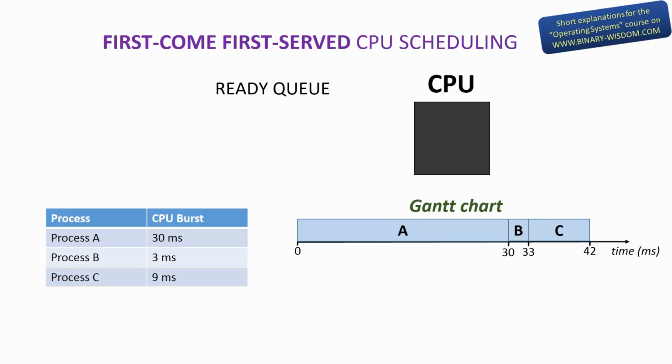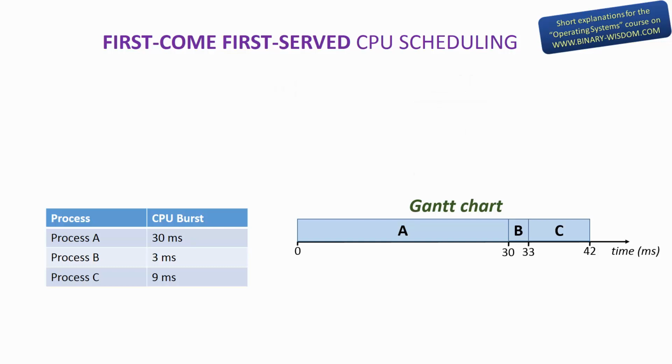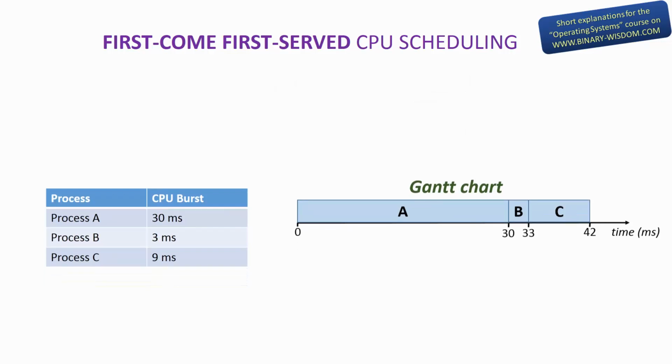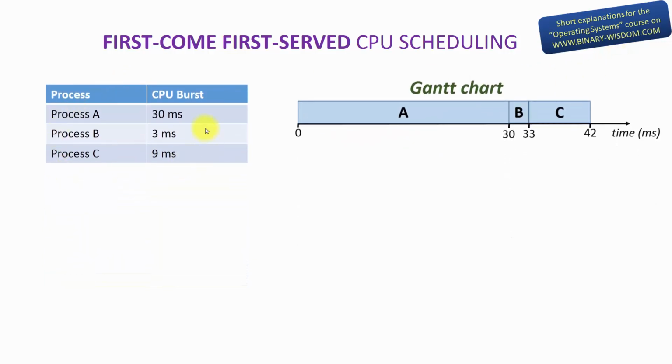Let's compute an average waiting time. This is the average time that these three processes have spent in the ready queue. Process A spent no time in the ready queue because it was admitted to the CPU right away. Process B waited in the ready queue from moment 0 to moment 30, while process A was using the CPU. Therefore, process B spent 30 milliseconds waiting.